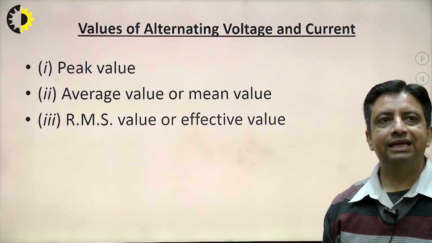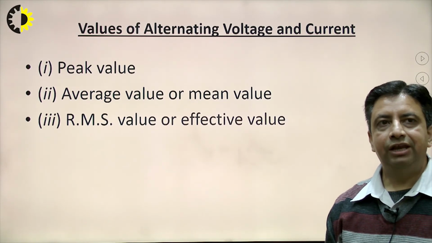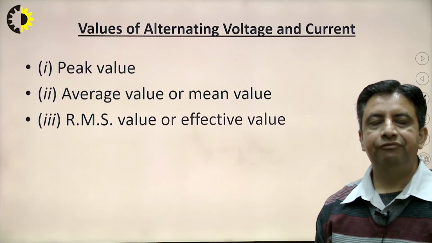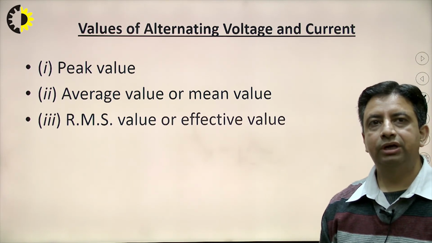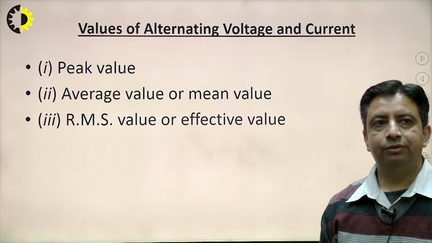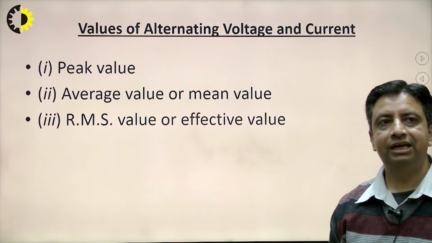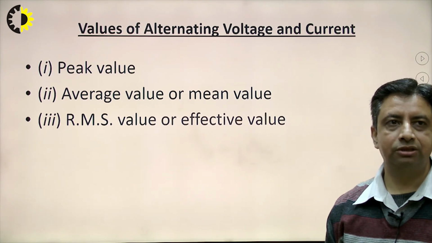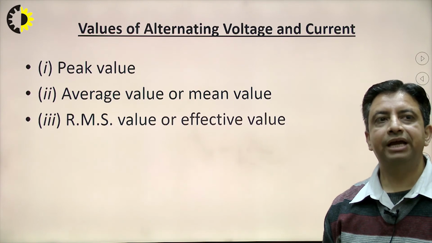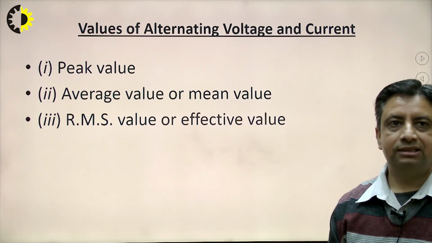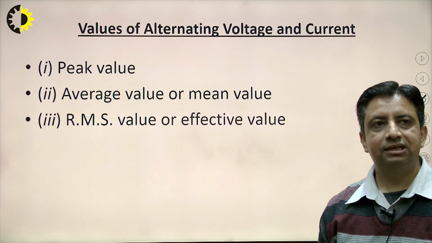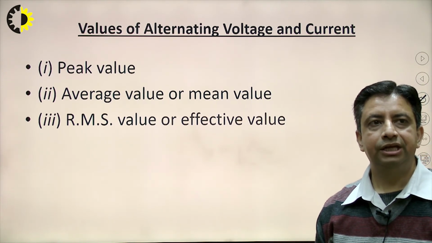Now, the next thing is the values of an alternating voltage and current. That means we can represent any alternating voltage or current with the help of three particular values. Either we can represent it by its peak value, or the second method is by using the average value, and the third method is by using the RMS value. Let us understand each of them one by one.